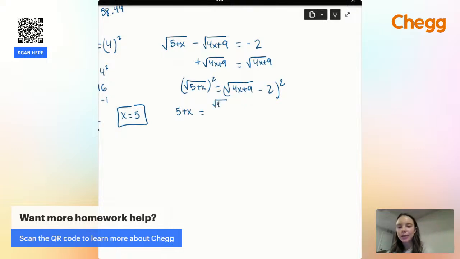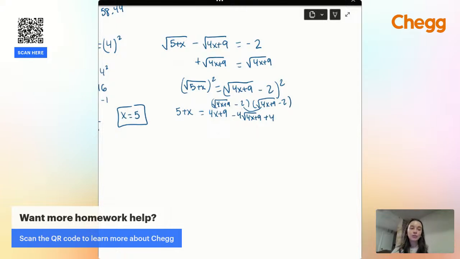So I'll write it out so we can all see, but we get the square root of 4x plus 9 minus 2 times the square root of 4x plus 9 minus 2. We just do first, inside, outside, last. So the square root of 4x plus 9 times the square root of 4x plus 9 equals 4x plus 9. And then we would do the minus 2 times the square root of 4x plus 9, and we do that twice. So we'd have minus 4 times the square root of 4x plus 9. And then last, -2 times -2 is positive 4. So hopefully that is helping.